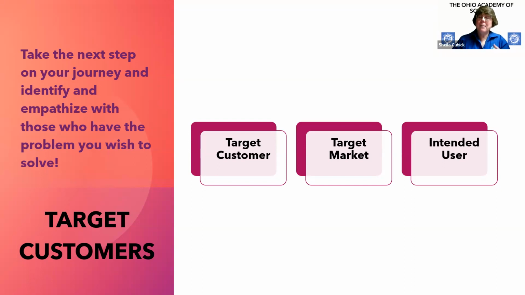So understanding them, empathizing, truly experiencing what the situation is for those people and how their lives are, helps us understand how to design a solution that fits their needs and that they would actually purchase, so we can keep our business moving along.